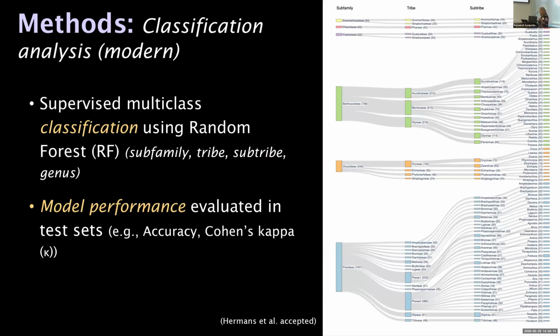And then this is getting a bit technical now, but we created this model for classifying taxonomically the phytoliths using so-called random forest, and we did this at different taxonomic levels, so subfamily, tribe, subtribe, and so on. And then we checked how well the model did. So this is basically using the shape to try to assess where a phytolith will fit taxonomically.